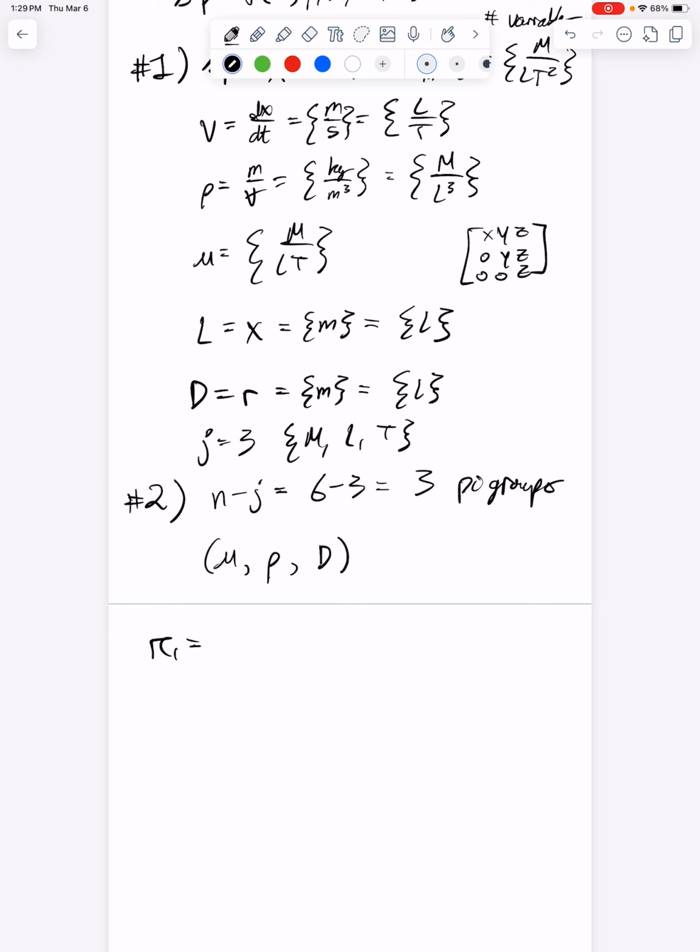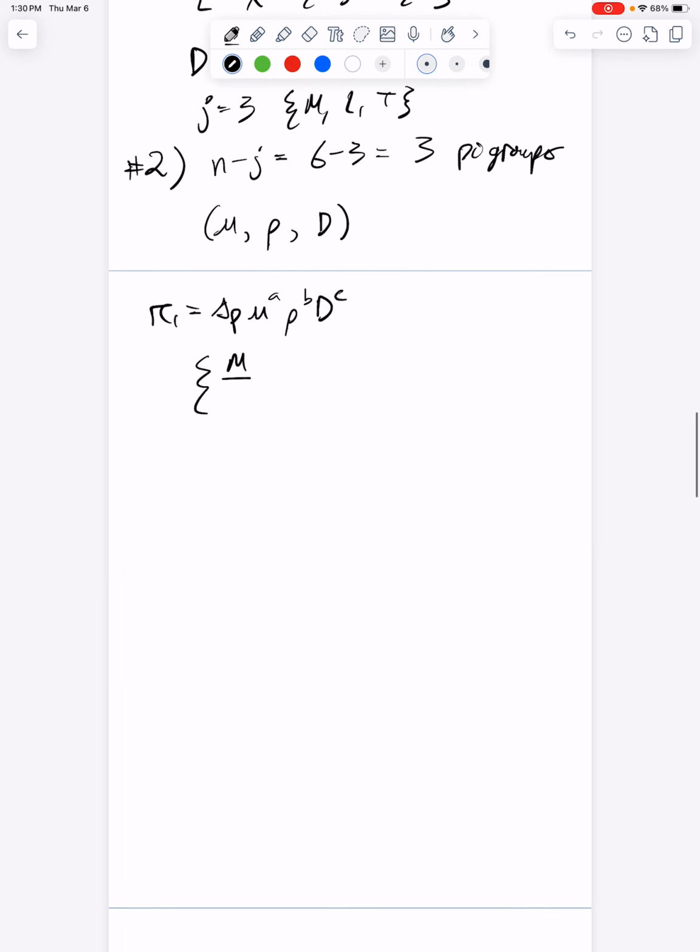Pi 1, the first term I'm going to get rid of is delta p. And I'm going to do so with mu, rho, and diameter, to the power of a, b, and c respectively. Let's break it down in terms of units. I have unit mass per length times time squared. Then for viscosity, M over L T to the power of a. For rho, I have M over L cubed to the power of b. And finally for D, it's unit length to the power of c.